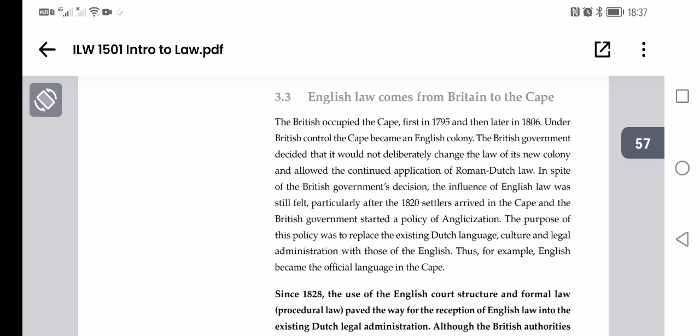The British government decided that it would not deliberately change the law of its new colony and allow the continued application of Roman Dutch law. In spite of the British government decision, the influence of English law was still felt, particularly after the 1820 settlers arrived in the Cape and the British government started a policy of Anglicization.